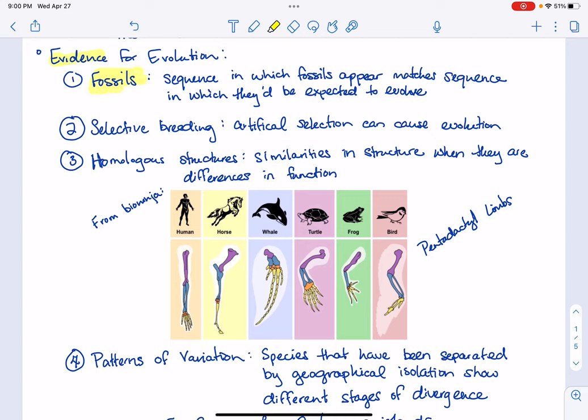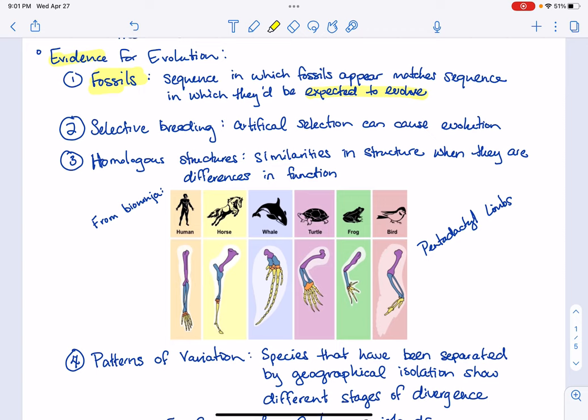We can look at the fossil record and establish a history of life. This history of life is incomplete because only certain types of organisms fossilize well, like organisms that have a lot of bones because of their structure. Those types of organisms fossilize a lot better than organisms that only have cartilage or soft tissue. So a lot of the fossil record is missing, but we can use it to figure out the sequence in which organisms are expected to have evolved.